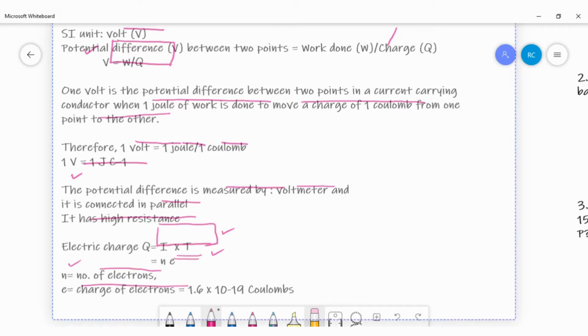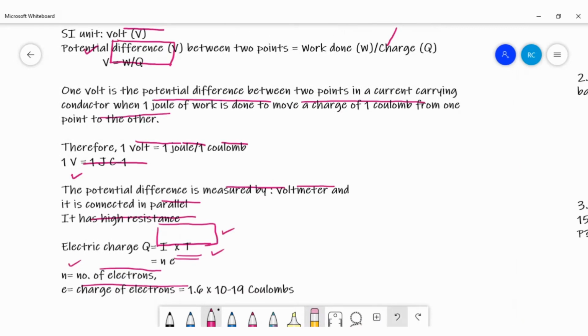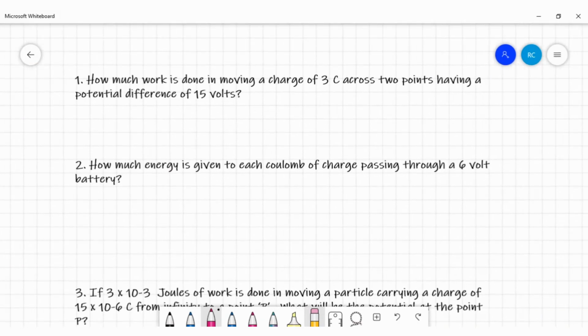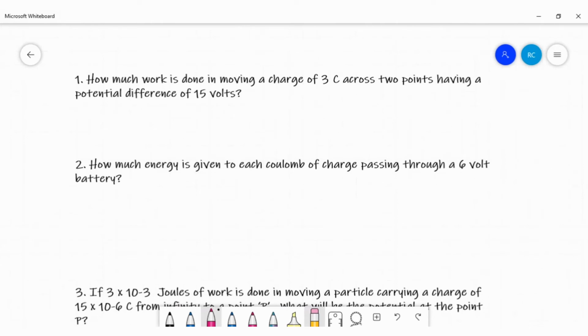Okay, now we can solve some problems. There are some numericals here, so one by one we can solve. The first one is: how much work is done in moving a charge of 3 coulomb across 2 points having a potential difference of 15 volts? In any problem, in examination time or if we are doing it at home, you need to read the question very well. Read and understand the question and then write the terms given in the question. So here they are asking to calculate the work done. How much work done? So we have to calculate W.